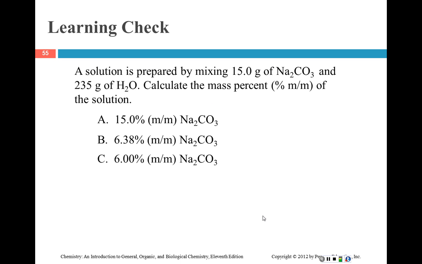A solution is prepared by mixing 15 grams of sodium carbonate and 235 grams of water. Calculate the mass percent of the solution. Go ahead and put me on hold and see if you can do this.